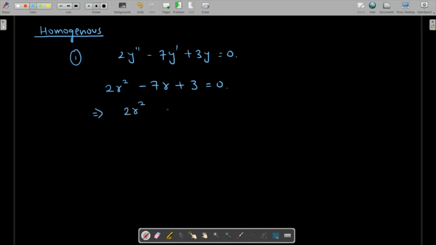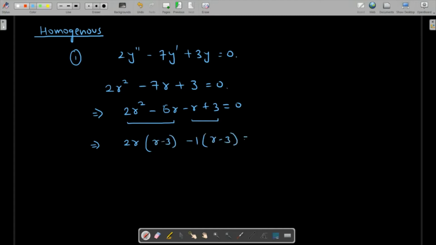So let's split the middle term. We are going to write this as 2r² − 6r − r + 3 = 0. From the first two terms and from the last two terms, we are going to take a common factor. So it's 2r(r − 3), and over here we take −1 as a common factor, so it is (r − 3). So r − 3 is taken as common, and we are left with (2r − 1). This is equal to 0.